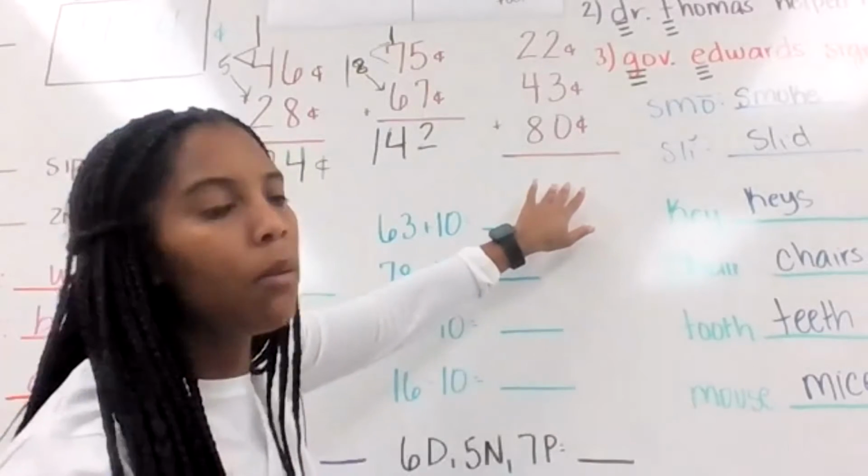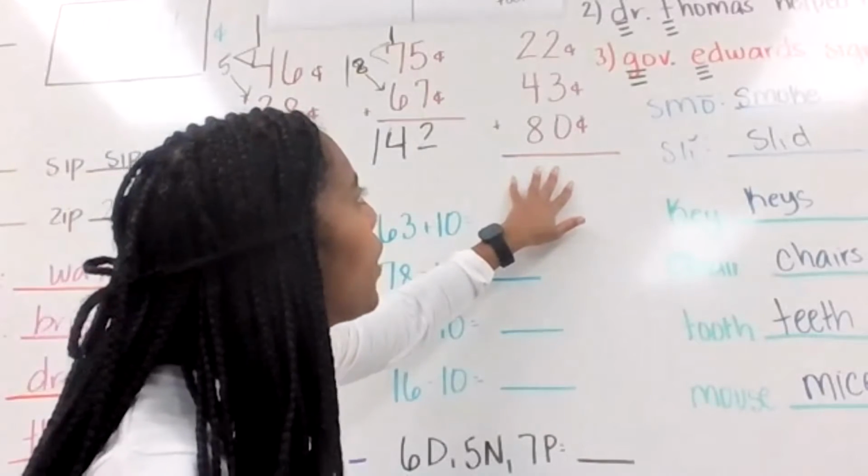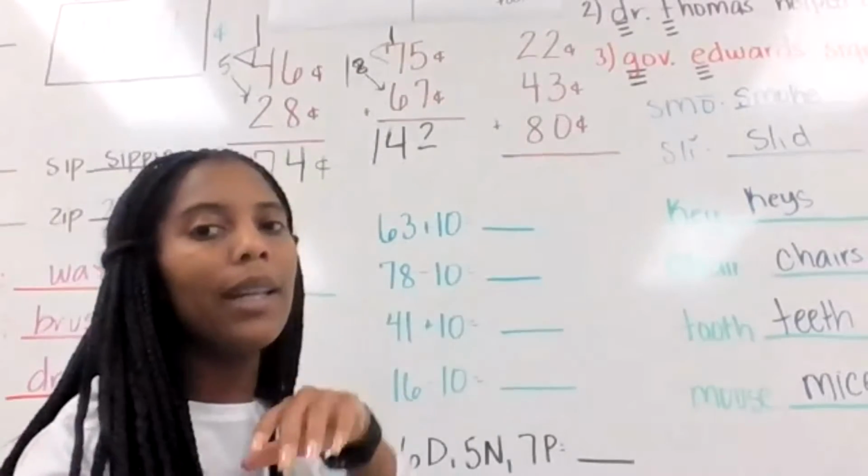Okay, let's look at the next one. 22 cents plus 43 cents plus 80 cents. Go ahead and add this one.